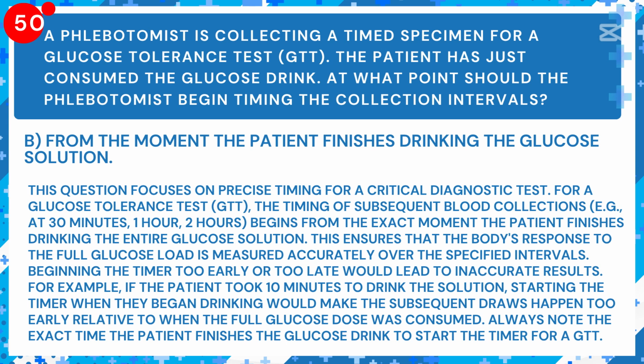Beginning the timer too early or too late would lead to inaccurate results. For example, if the patient took 10 minutes to drink the solution, starting the timer when they began drinking would make the subsequent draws happen too early relative to when the full glucose dose was consumed. Always note the exact time the patient finishes the glucose drink to start the timer for a GTT.